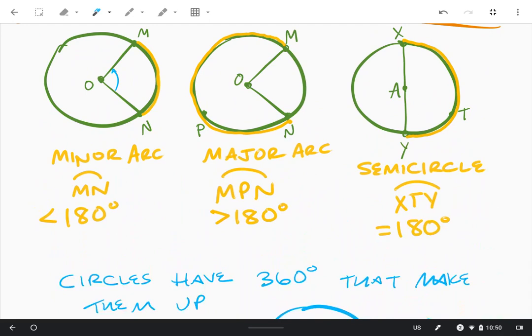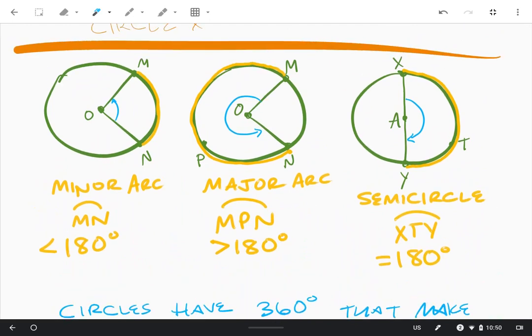Notice the major arc is going around this way, not the central angle. It's going the opposite way. And then, of course, semicircles are coming from just exactly half the circle. So we have these three types, and you need to know that they are either less than, greater than, or equal to 180 degrees.